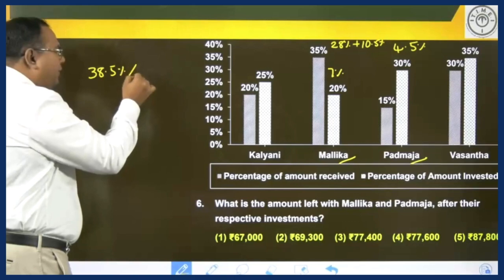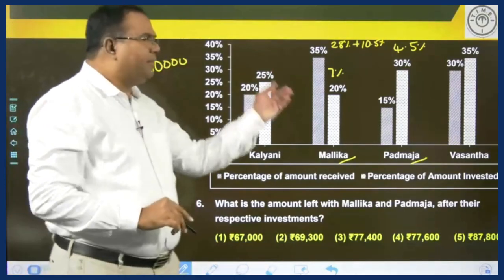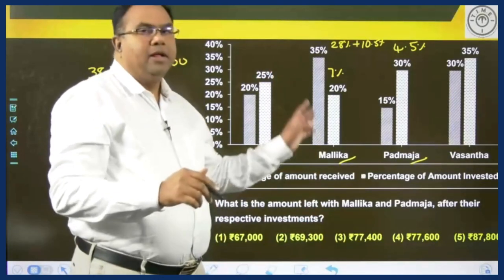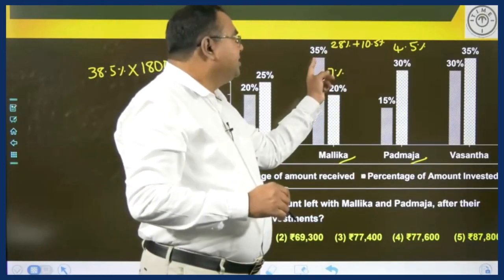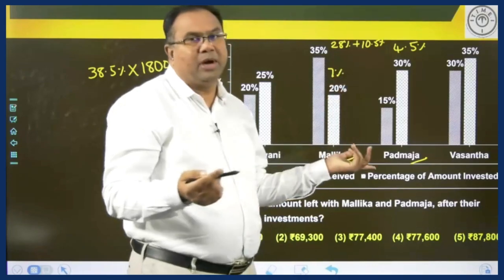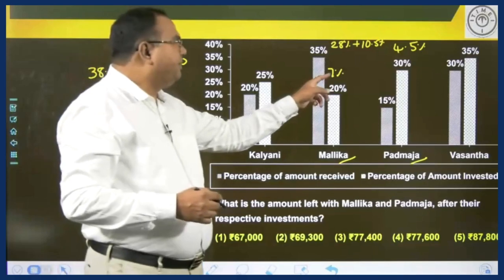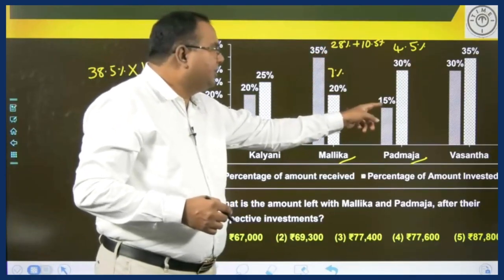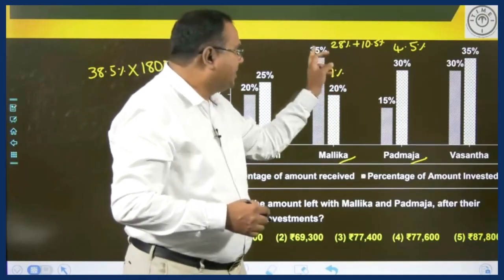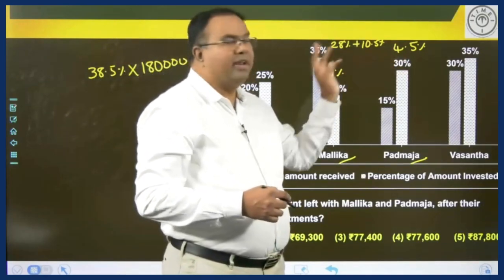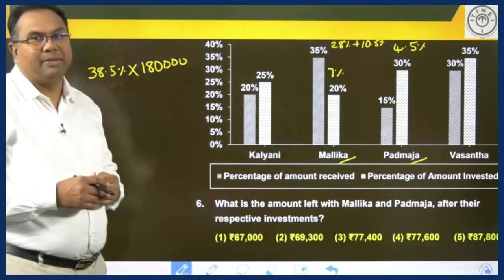So, it is 38.5% of 1,80,000 directly. See, don't find out 35%, again 20%, it is a waste of time. She has invested 7%, she has invested 4.5. What is the total amount they are receiving? 65. Out of that, they invested 11.5. You remove, you will get how much? 38.5, right? Now, she has invested 7%, so leftover is 28%. They have received 35% and 15%, 50%. They have invested 11.5. So, if you remove 11.5, obviously it has to be 38.5%, right?